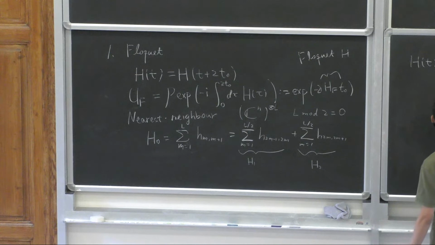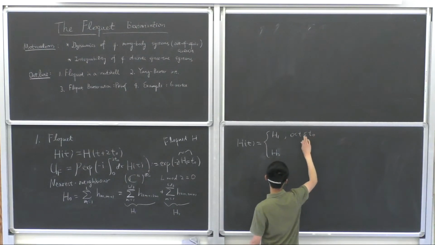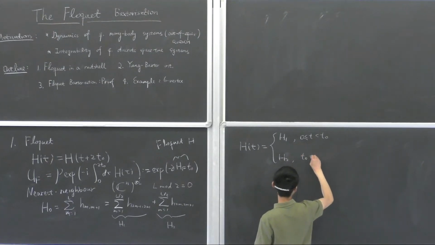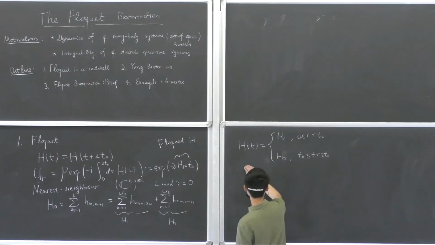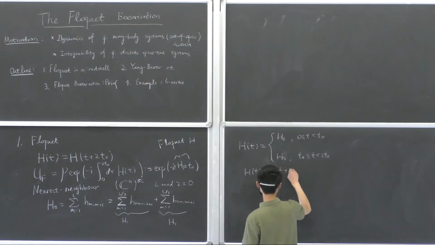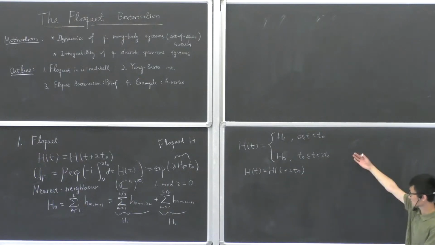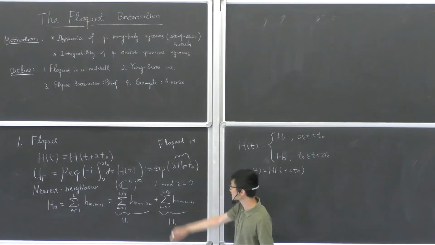So let's say this H is H1, H2. This is H1 when time is between 0 and T naught. Okay, let's put it this way. And here it is H2 between T naught and 2T naught. And also H of T is periodic in time. So I'm considering this time-dependent Hamiltonian, which by definition is a Floquet system.